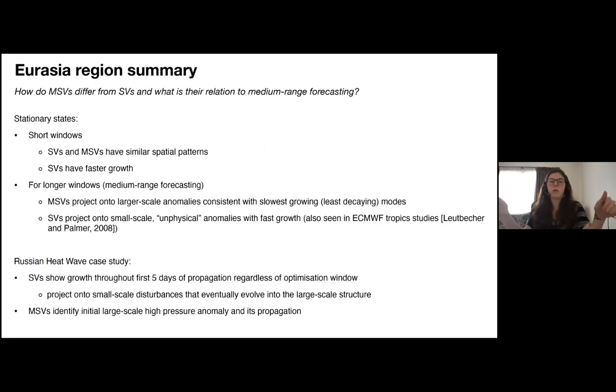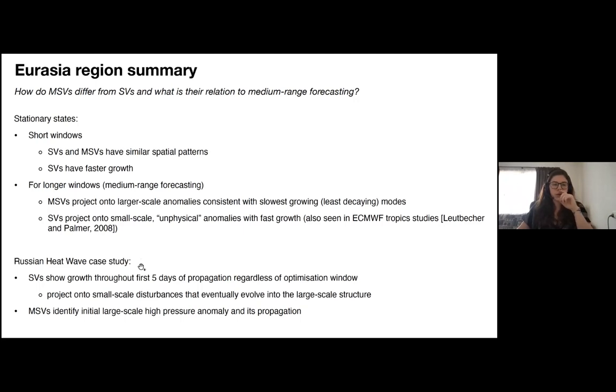And then for longer windows, which corresponded with medium range weather forecasting, the MSVs were projecting onto large scale anomalies consistent with your slowest growing or least decaying modes. And your SVs were projecting onto small, maybe unphysical anomalies with very fast growth. This was also seen in some of the studies that ECMWF did of the tropics, which led to their mixing of the vectors initially.